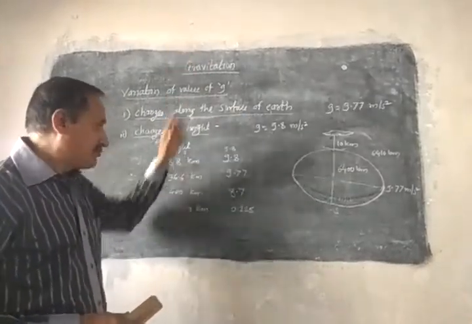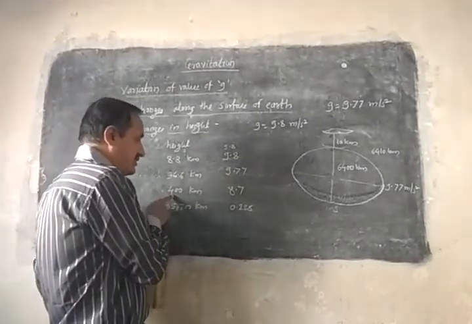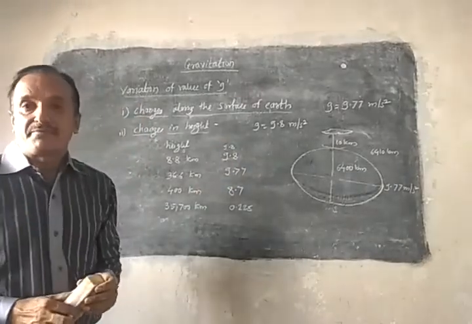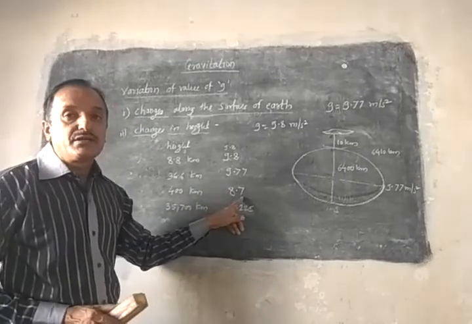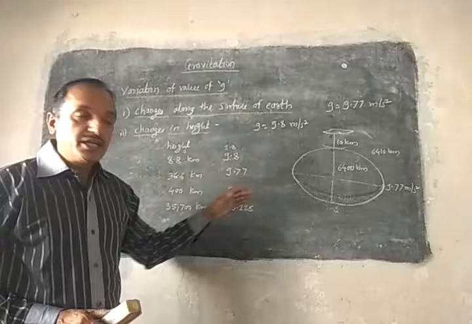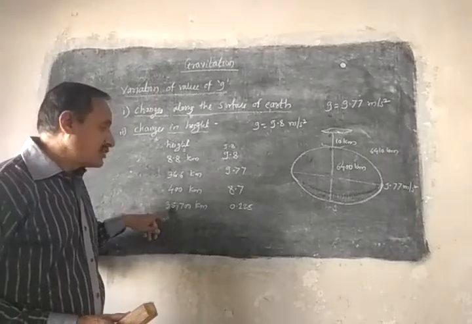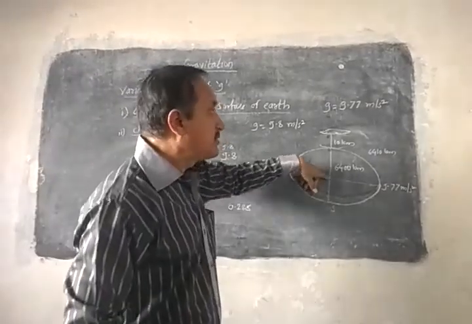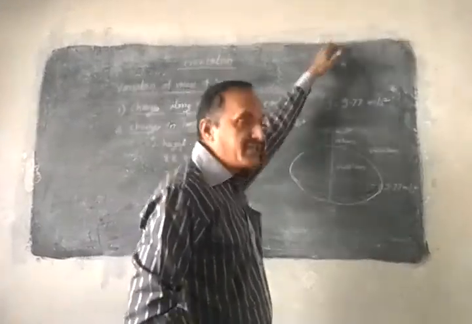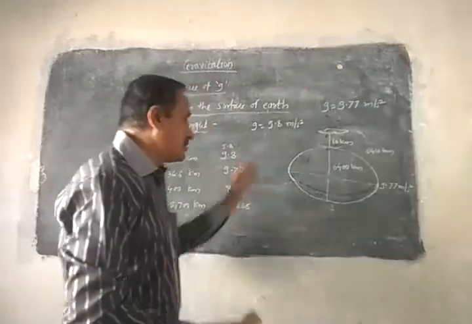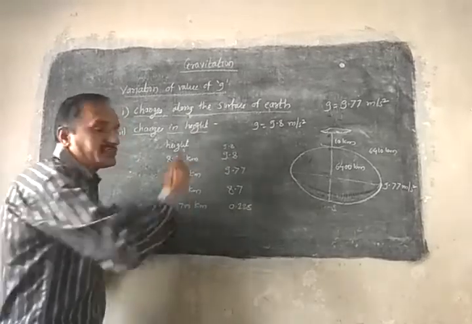If you go beyond that, suppose 400 kilometer, where the space satellites are sent, at this place the value of g decreases to 8.7 meter per second square. Going further, for communication satellites at 35,700 kilometers from the surface of Earth, the value of g decreases again and becomes 0.225 meter per second square.